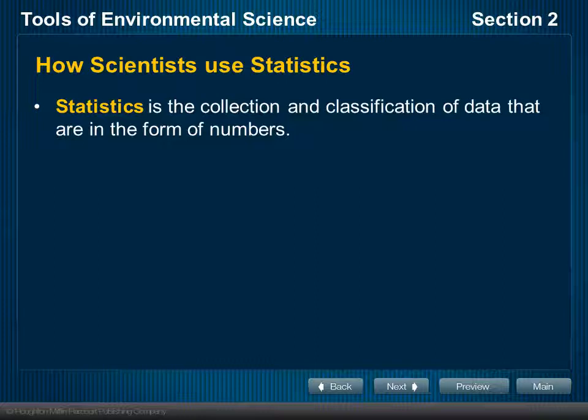All right, so what are statistics? Statistics is the collection and classification of data that are in the form of numbers. The easiest way for me to explain statistics in a way that most of you guys would be familiar with are sports stats. Everybody who follows a sport is generally familiar with the stats of that sport. Stats is just shorthand for statistics. We don't talk about sports statistics, we talk about sports stats.